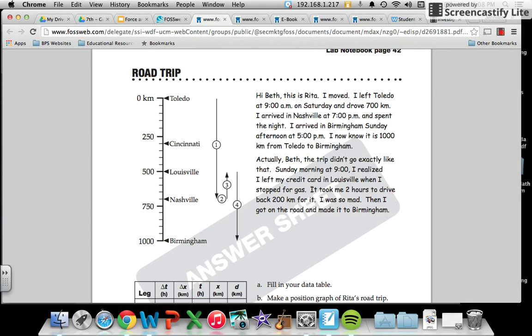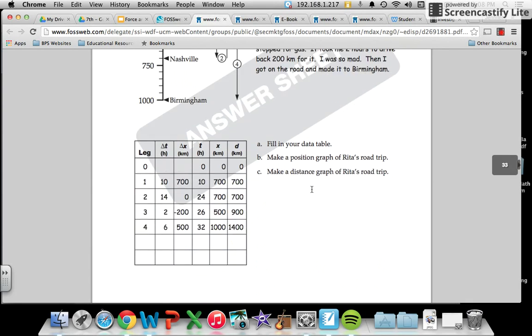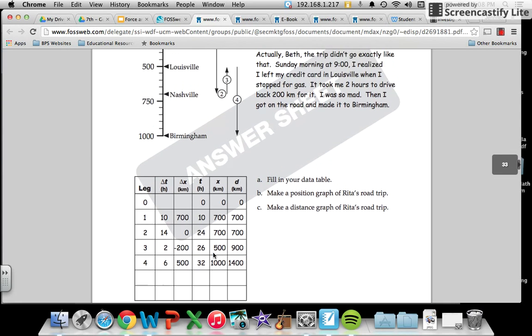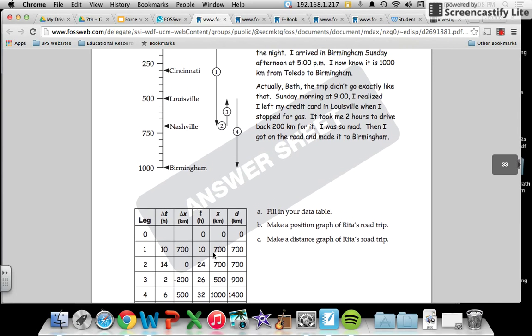Have them write down the different legs. The answer key will show you that there are four legs. In my classes, we decided that we really thought it was six legs, because they stopped at the gas station twice, and we called those specific legs. You decide what you want to do, but my students argued for it and it made sense.